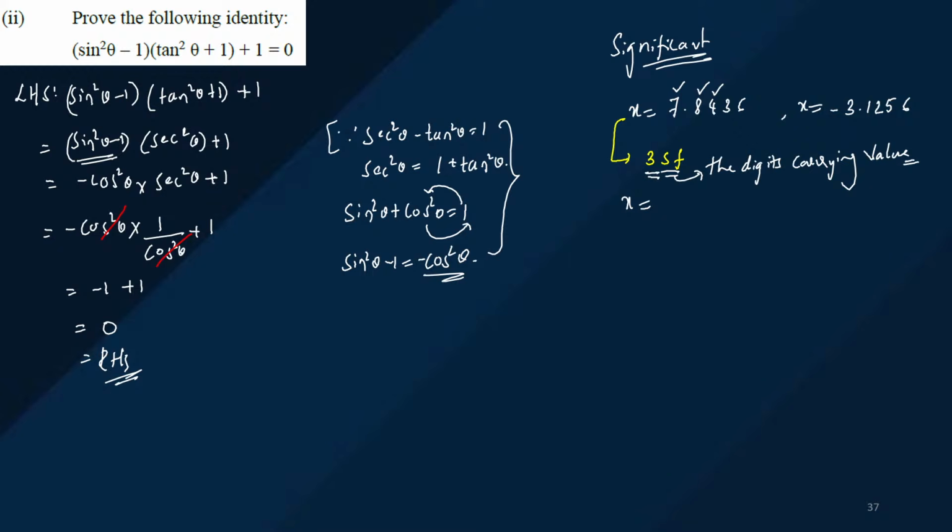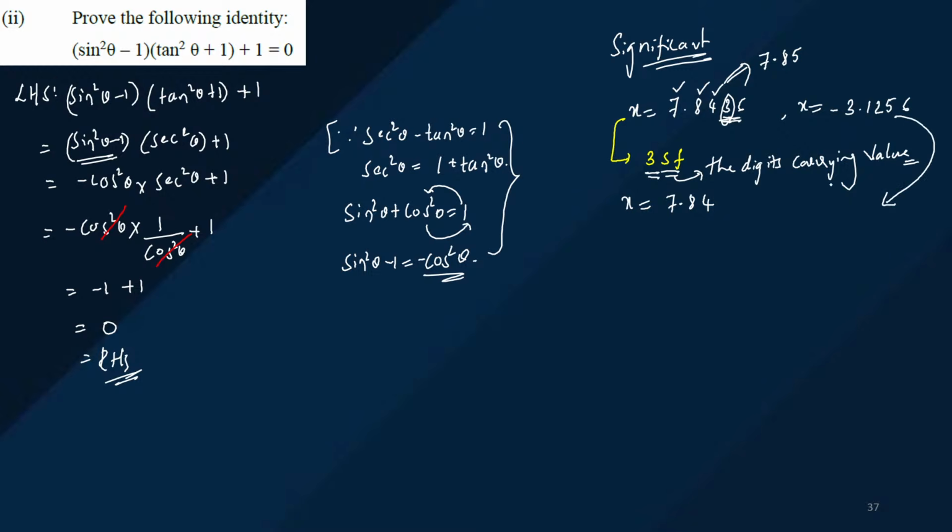So now if I want to round it off to three significant figures, then I need to check the fourth digit. If it is 5 or more than 5, I would round it up, as 7.85. Now here it is less than 5, so I can round it off to three significant figures as 7.84 only.